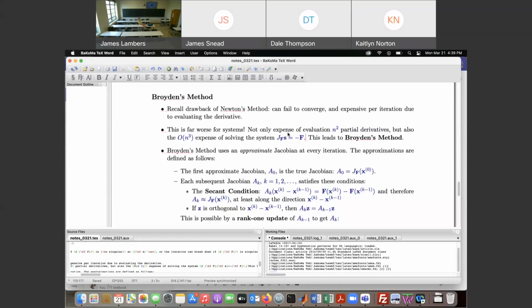So now Newton's method is really impractical because of this derivative evaluation and computing this. In fact, solving the system is the worst part. You do it to evaluate n squared partial derivatives. That's bad enough. But then you're doing even more work here.